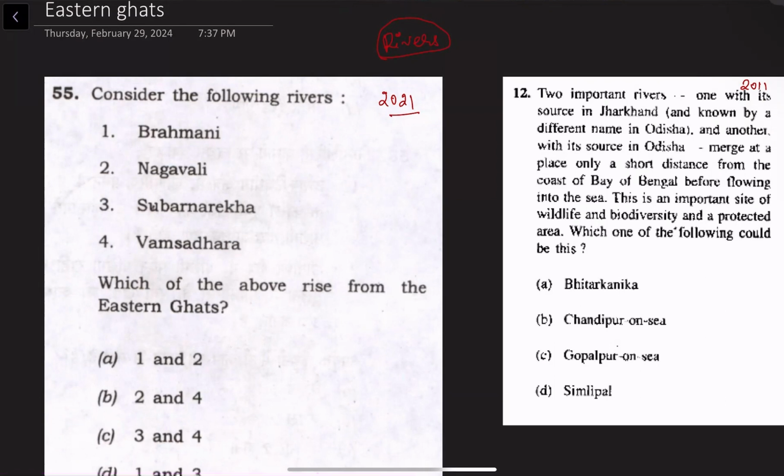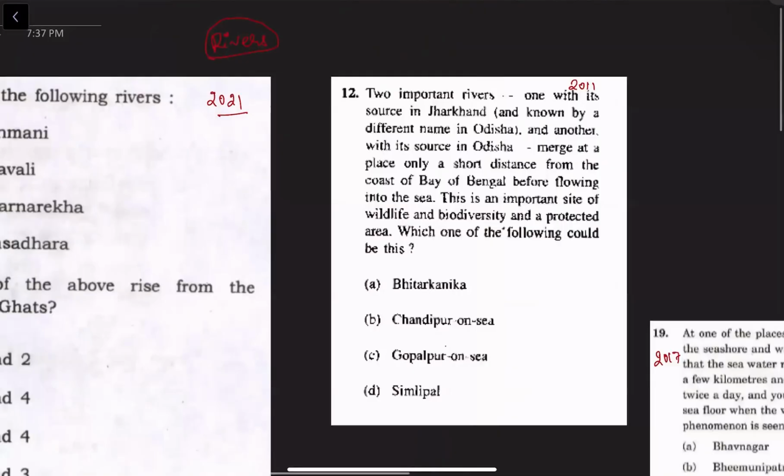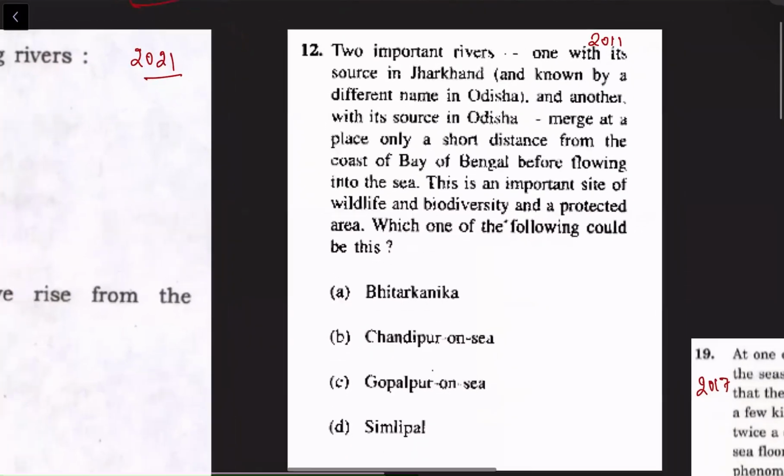So in this particular question, I got some hints from PYQs. I want to bring your attention to this previous year question, which was asked in 2011. Here they are referring to important rivers. They have not given the names of these rivers. Two important rivers they are referring: one with its source in Jharkhand and known by a different name in Odisha.